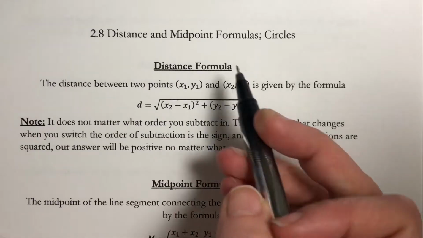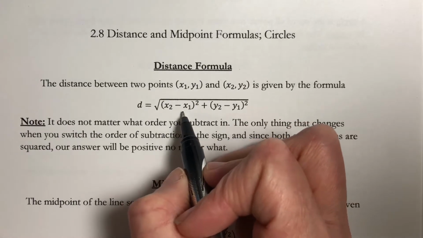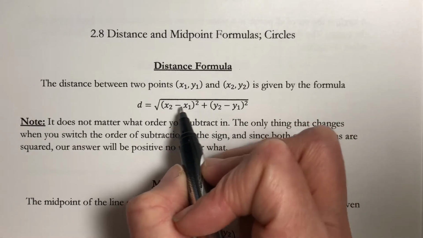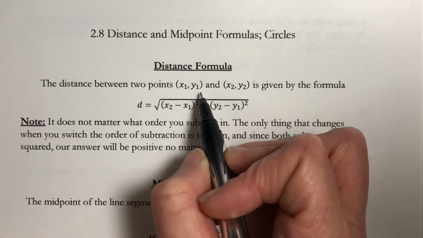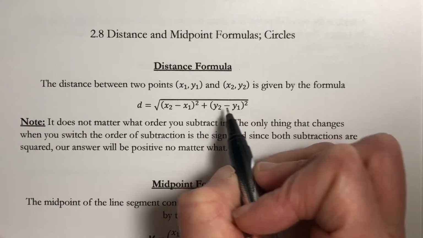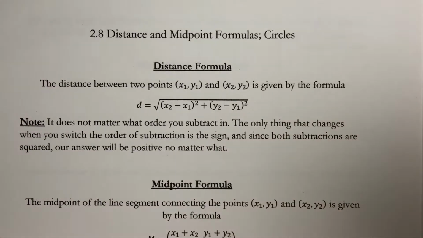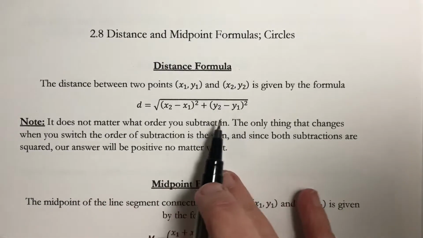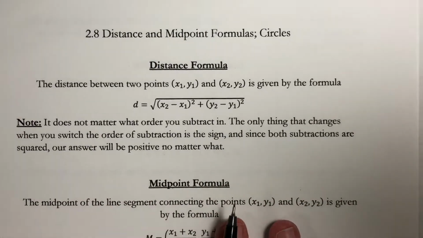x2 minus x1, and then you square it. So basically you subtract your x values and then you square it. And then you subtract your y values and then you square it. Okay, this comes from the Pythagorean Theorem.